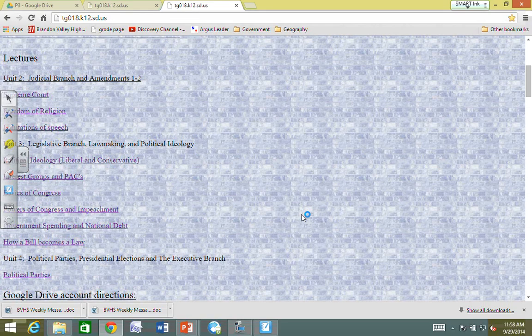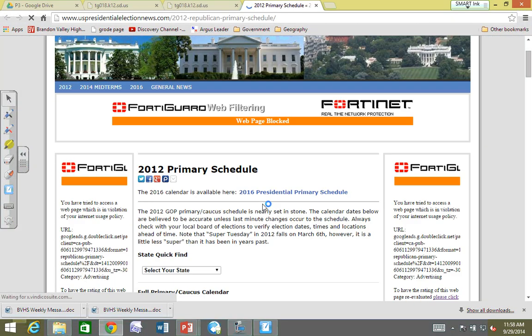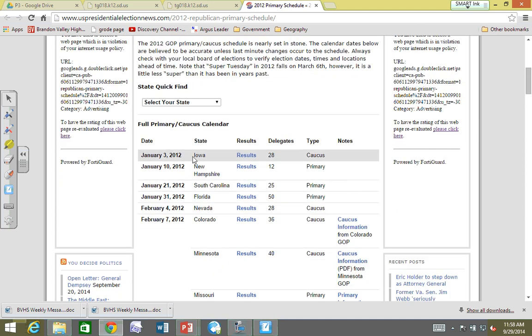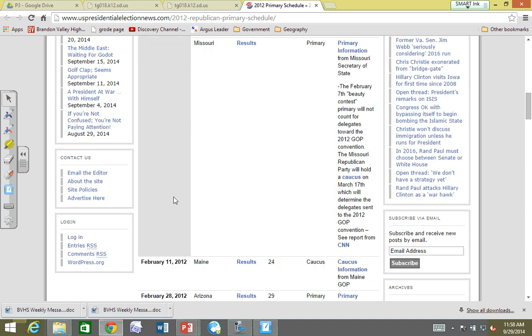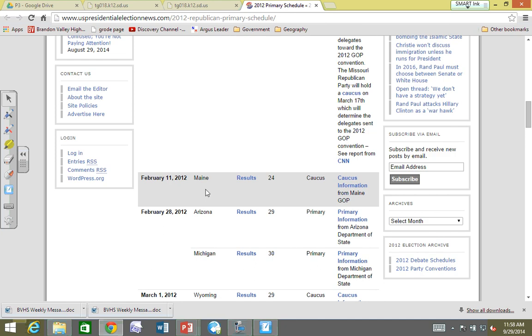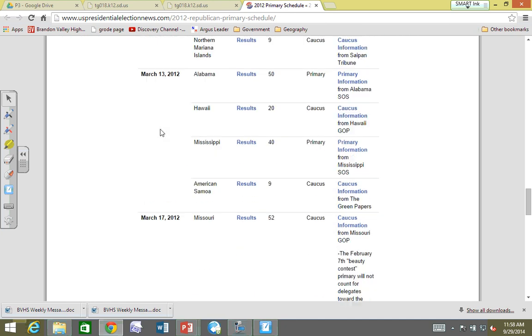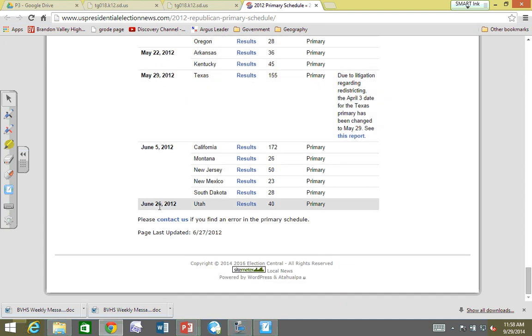Now this is an example, the calendar of the 2012 Republican primary schedule. You'll notice that Iowa was the first one, and actually Iowa was a caucus on January 3rd. New Hampshire had a primary on January 10th, then January 21st, January 31st, different states. Some of them are combined into one big day. But starting in January, going through June 26th, all 50 states plus the territories will hold their primary.